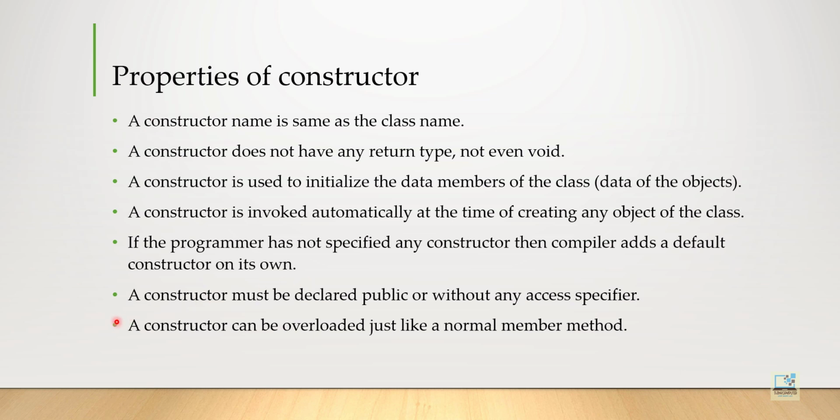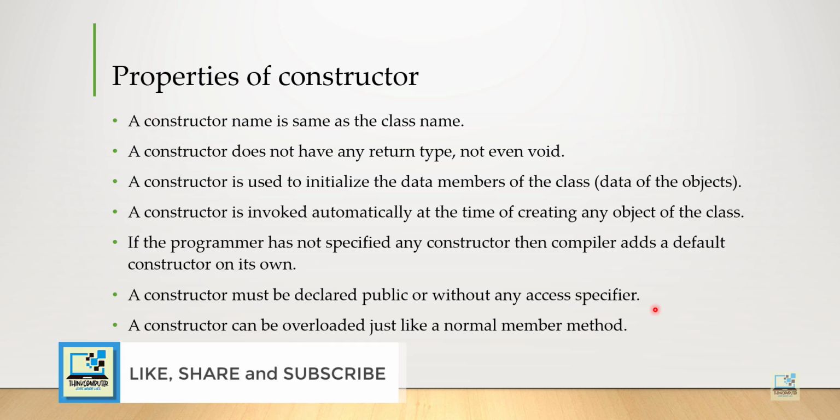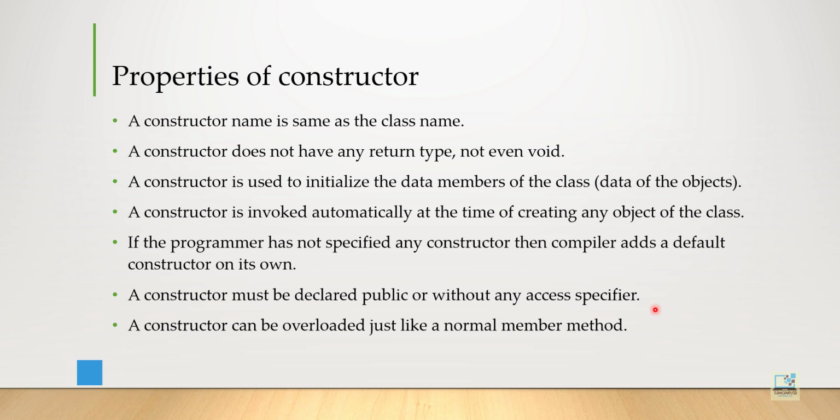The sixth point is a constructor must be declared public or without any access specifier. So this point says that you cannot make a constructor using the private or using the protected access specifier. The reason is because the constructor is invoked automatically and from outside of the class or maybe inside of the class, but if the constructor is declared private or it is declared protected, then the constructor will not be invoked, because from outside of the class the compiler will not be able to access the private or the protected member directly. So that is the reason the constructor must be declared public.